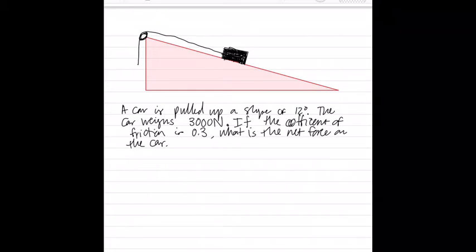Okay, so let's highlight some pertinent information here. We have 12 degrees, we have 3,000 newtons, and we have 0.3 coefficient of kinetic friction. All right, so let's draw the free body diagram for this. Gravity acts on everything, going straight down. Perpendicular to my surface is the normal force. Straight down from the normal force is going to be Fg of y, and going over there is going to be Fg of x.